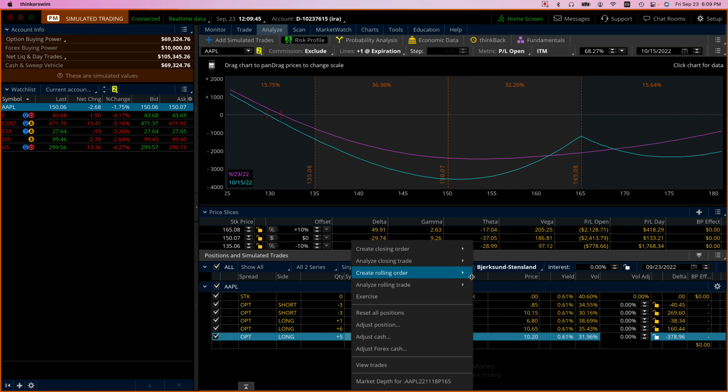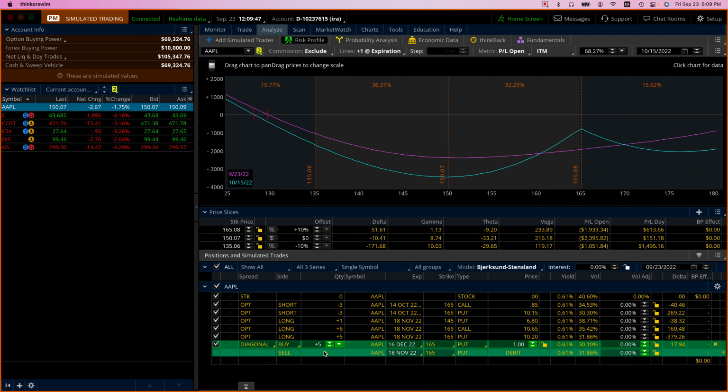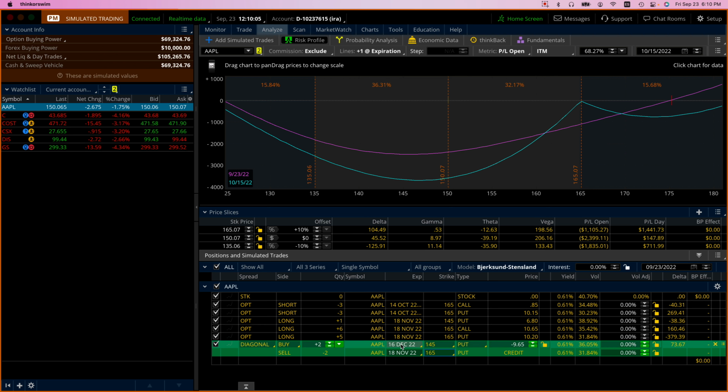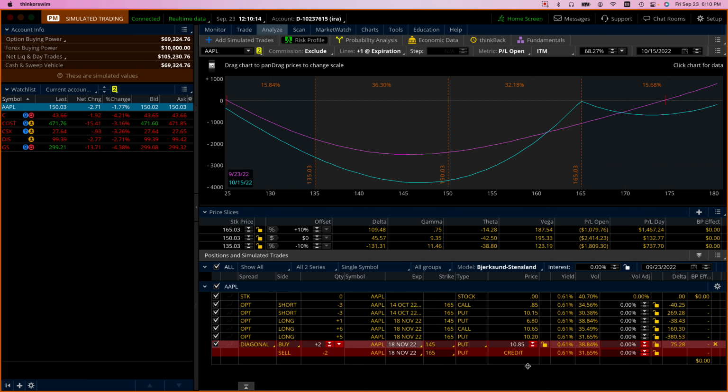Analyze rolling. And we're going to just move 2. Okay, that means the 165 November puts, I'm going to sell, but I'm going to buy same expiration, lower strike price, 145 could be. Okay, and let's set this to November 18th. Right there. And that gives me almost $11. And doing that, though, makes my deltas positive by 45. I don't want quite that much.